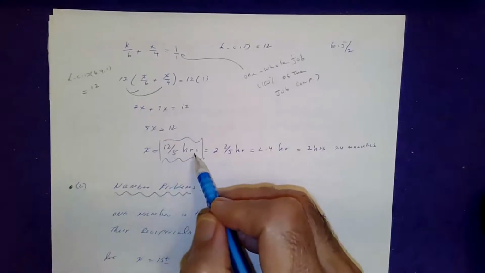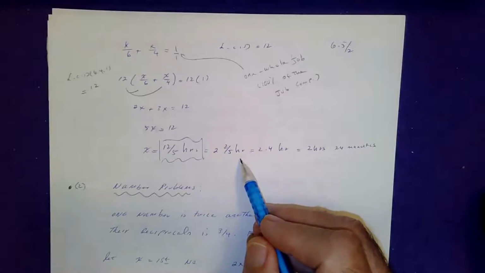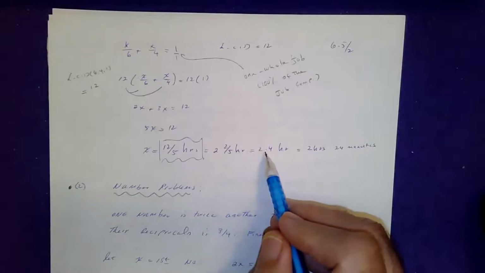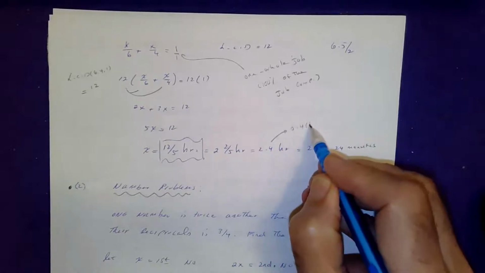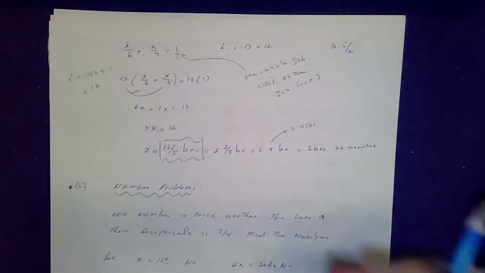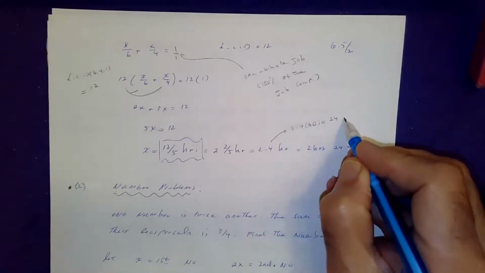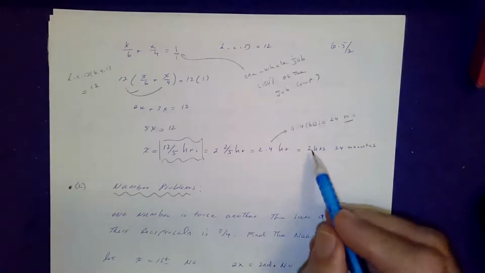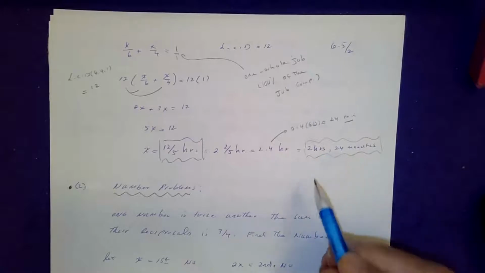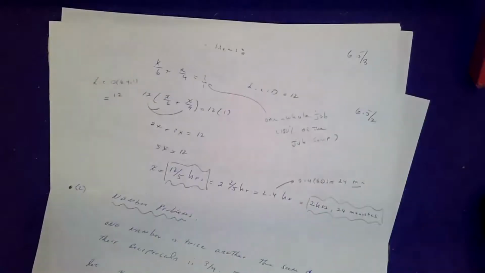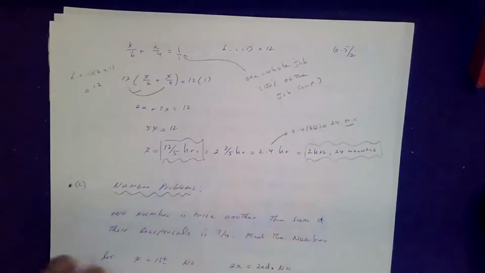12 over 5 hours to complete the job, which is the same as 2 hours and 2/5 of an hour. If you divide 5 into 2, you get 0.4. But if you multiply 0.4 by 60 minutes, because remember 1 hour is 60 minutes, correct? You get 24 minutes. So the job was completed by both of them in 2 hours and 24 minutes. So 2/5 of an hour is 24 minutes.